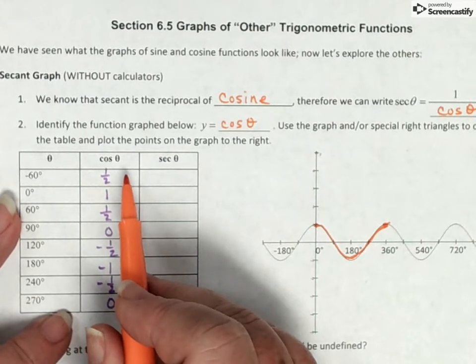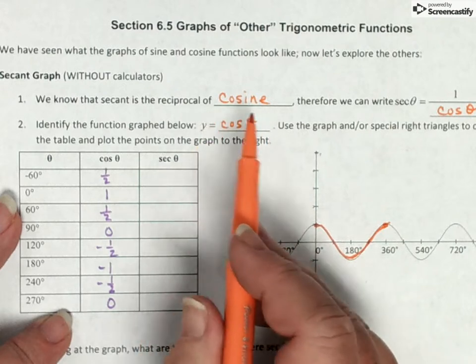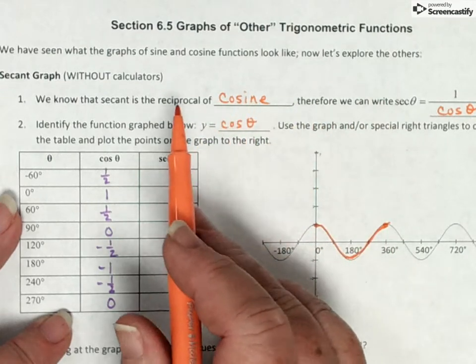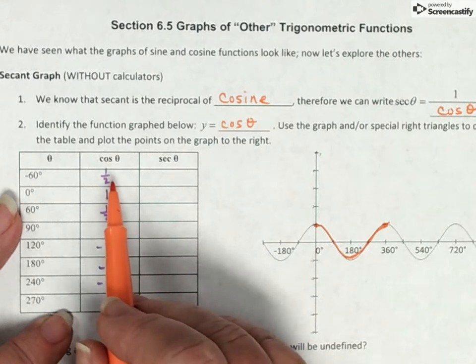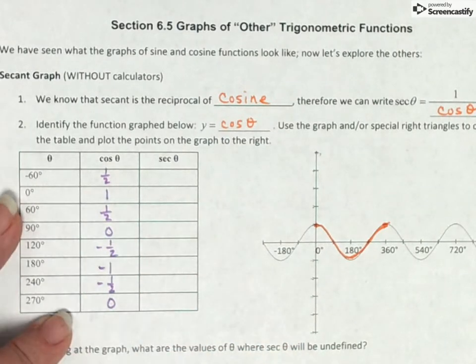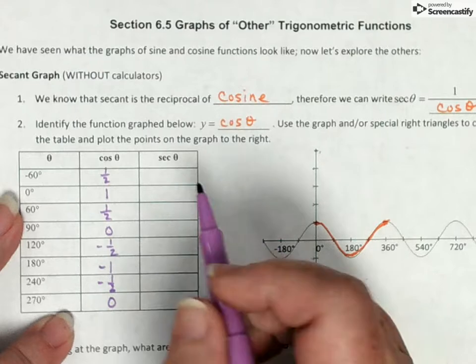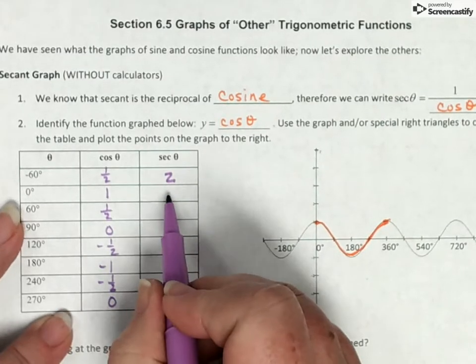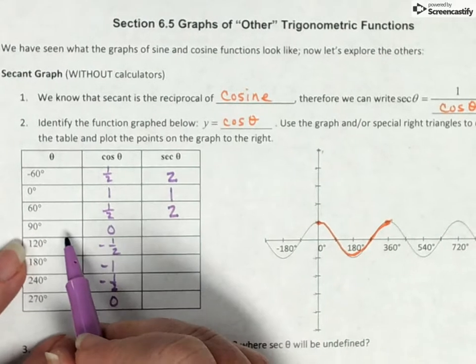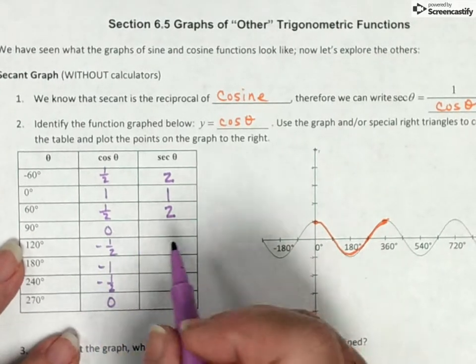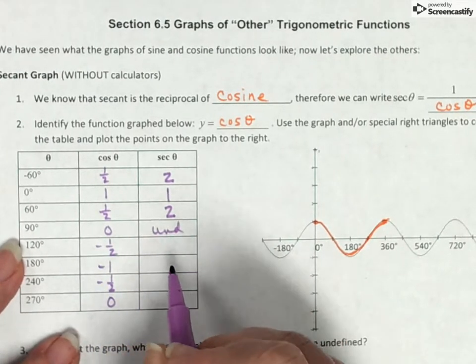If secant is 1 over cosine, if secant is the reciprocal of cosine, remember that the reciprocal of 1/2 would be 2. The reciprocal of 1 is 1. The reciprocal of 1/2 is 2. What's the reciprocal of 0? That's undefined. It doesn't exist.